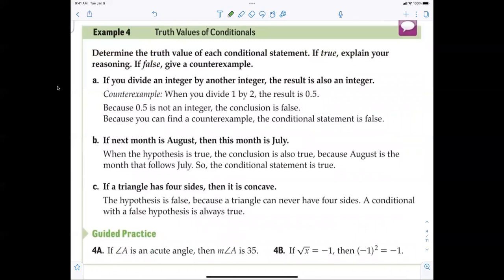If next month is August, then this month is July. Would you say that's true? Yeah. When the hypothesis is true, the conclusion is also true. Because August is the month that follows July, the conditional statement must be true. Is everybody with me?